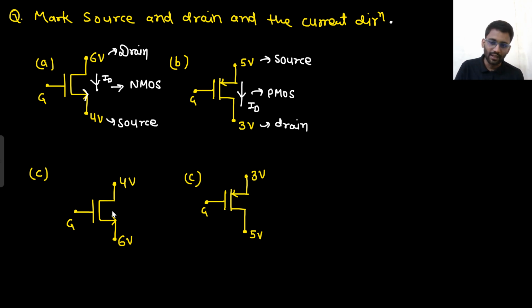Let's see this. I see this structure. What do I get to know? That this is an NMOS. Just as I see this structure, I get to know that this is an NMOS because the arrow is outward. One thing I know is that in case of NMOS, the one which is at higher potential will be the drain. So now this will be the drain. And this will be source.